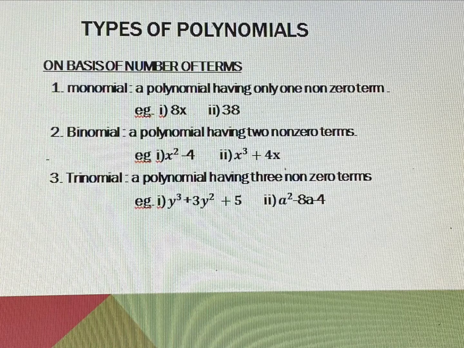Now we are going to study the types of the polynomials. The polynomials are categorized on two bases. First one is on basis of number of terms. If a polynomial is having only one term, then it is called monomial. Example, 8x is a polynomial having one term. Second one is binomial. Binomial means a polynomial having two terms. In the example, you can see x square minus 4 is a polynomial having two terms. Third one is trinomial. That is a polynomial having three terms. Example, y cube plus 3y square plus 5 is a polynomial having three terms.